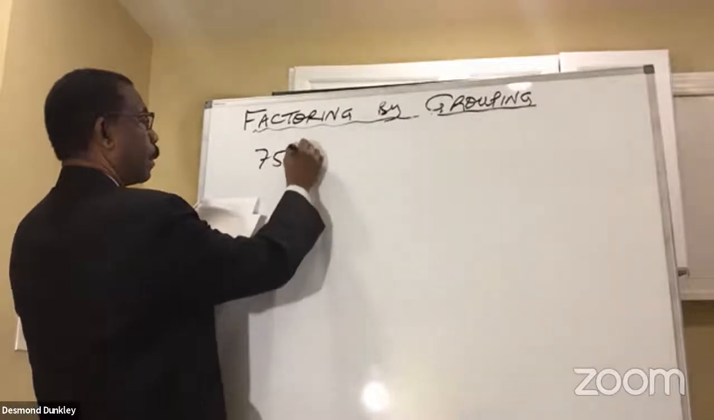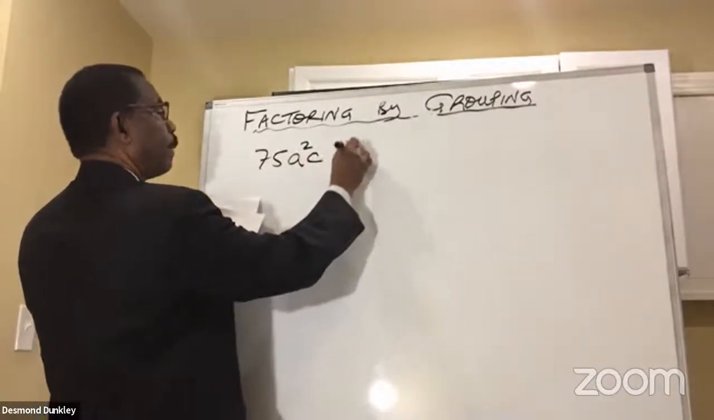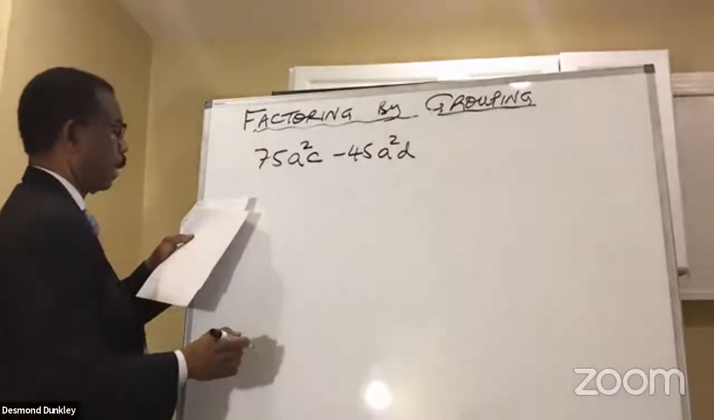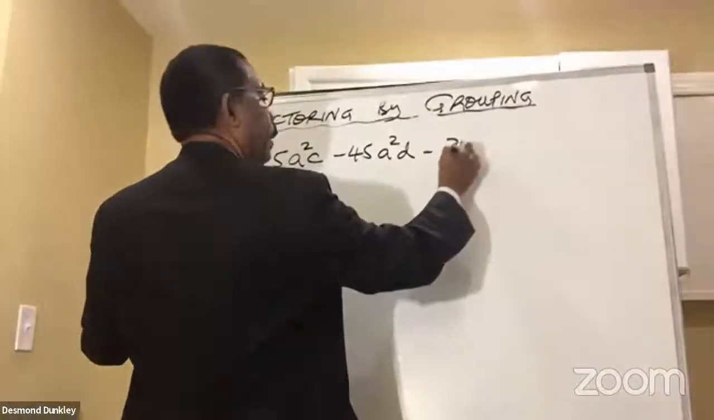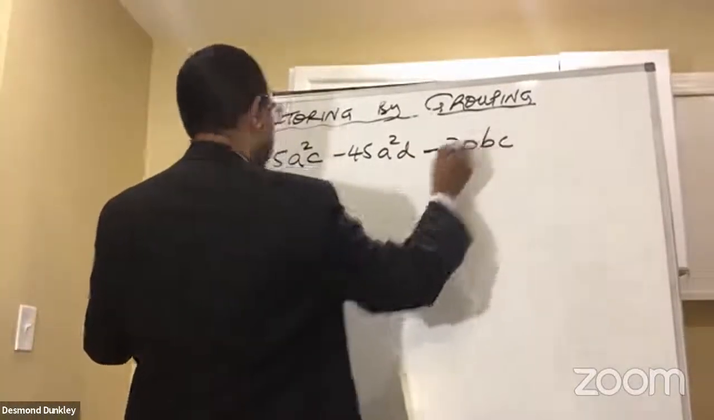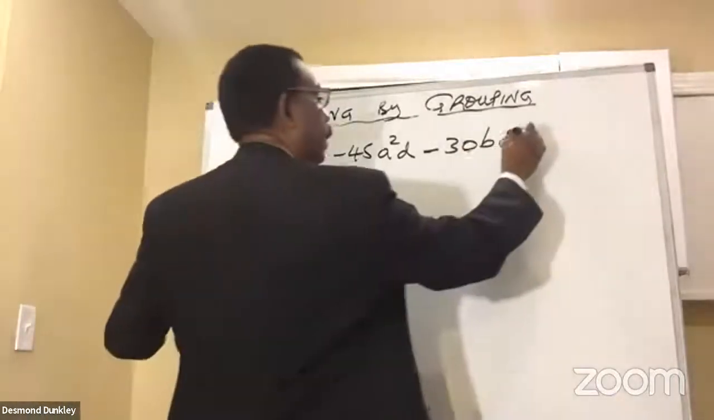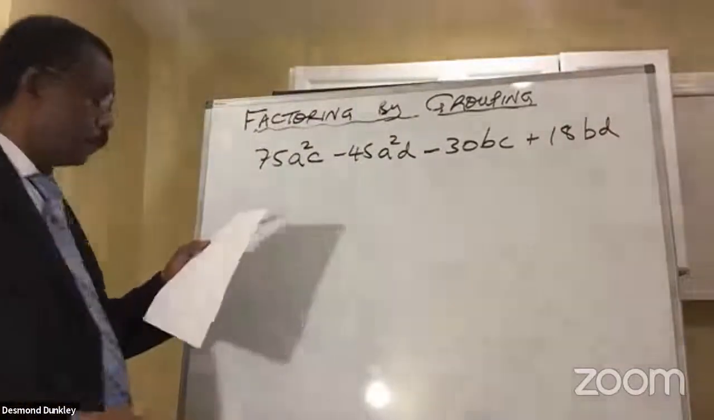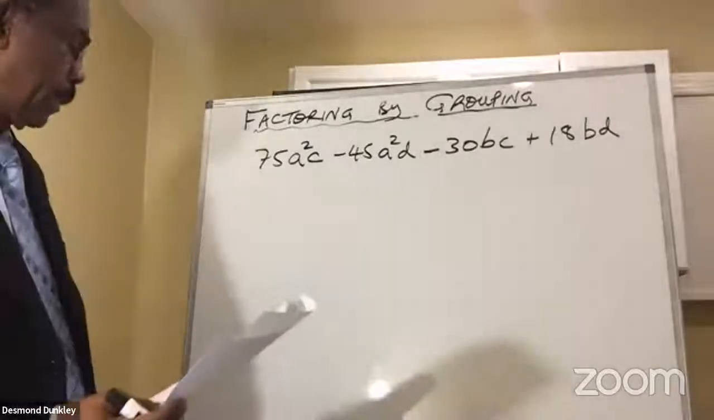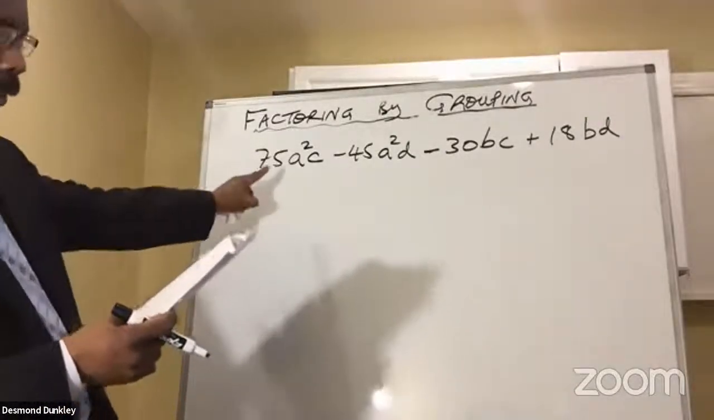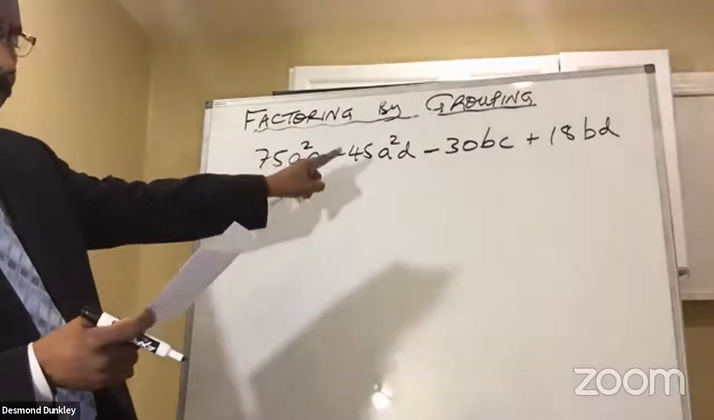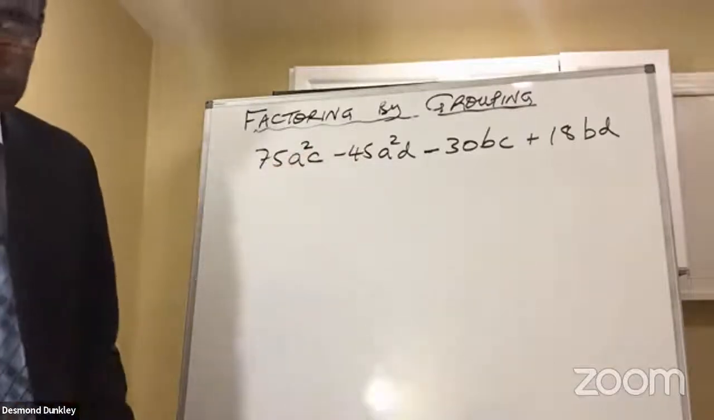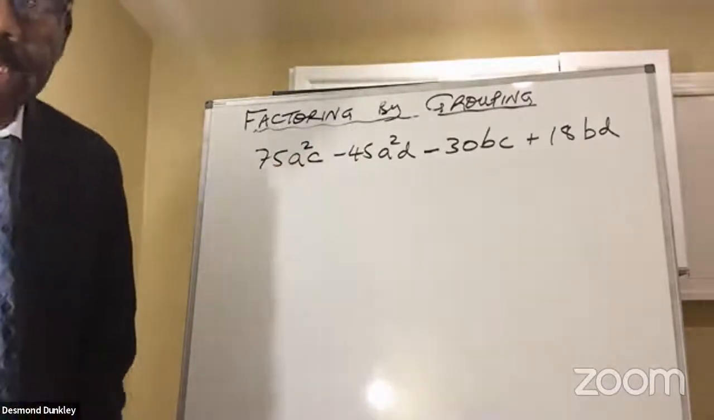A squared C minus 45 A squared D minus 30 BC plus 18 BD. Let me check to make sure I copied it correctly. 75a squared C minus 45a squared D minus 30 BC plus 18 BD. Yes, yes. Lots of things happening here.